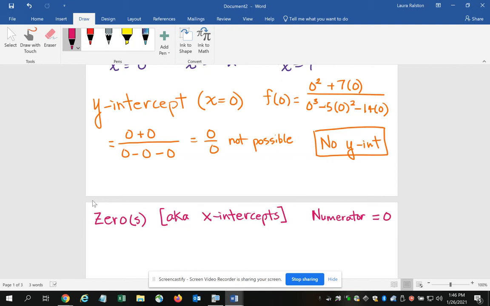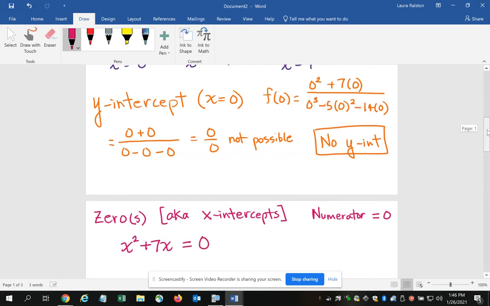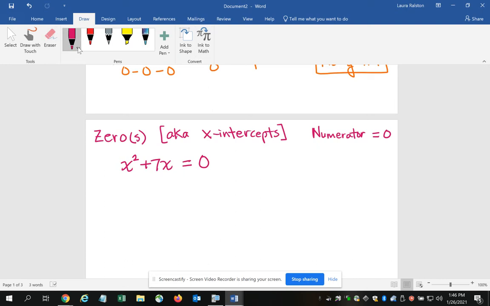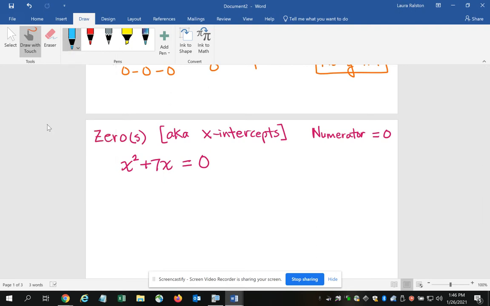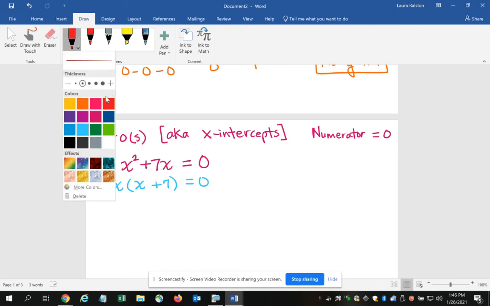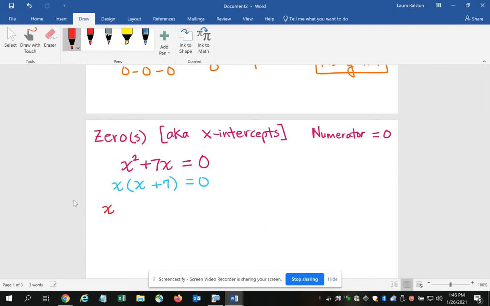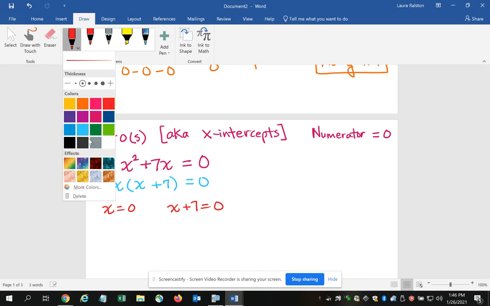and set it equal to 0. So if I take my numerator, which is x squared plus 7x, and I set it equal to 0, and then I want to solve for x. Because I have a squared term here, it's likely that I'm going to have to factor. I have a common factor of x. I'm left with x plus 7 equal to 0. I know that either x was equal to 0 or x plus 7 was equal to 0.